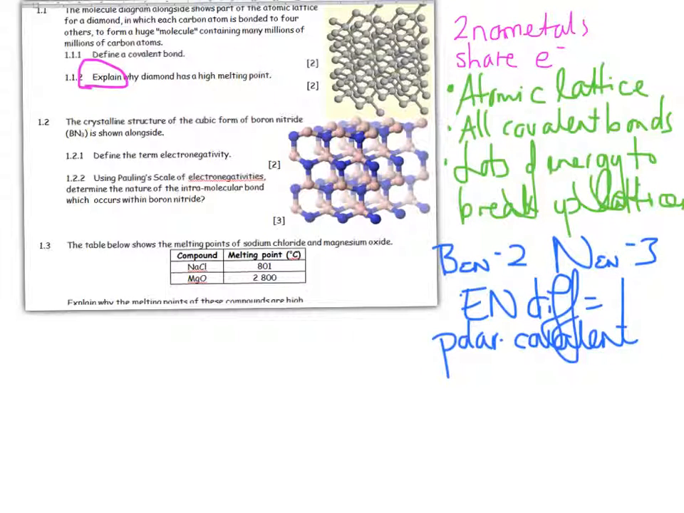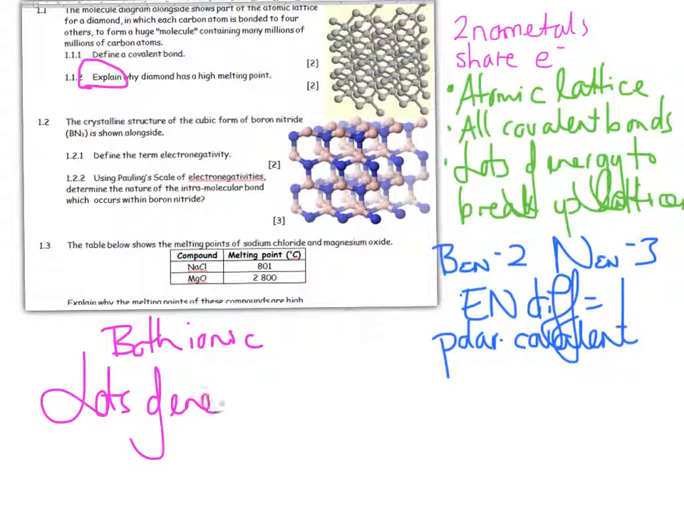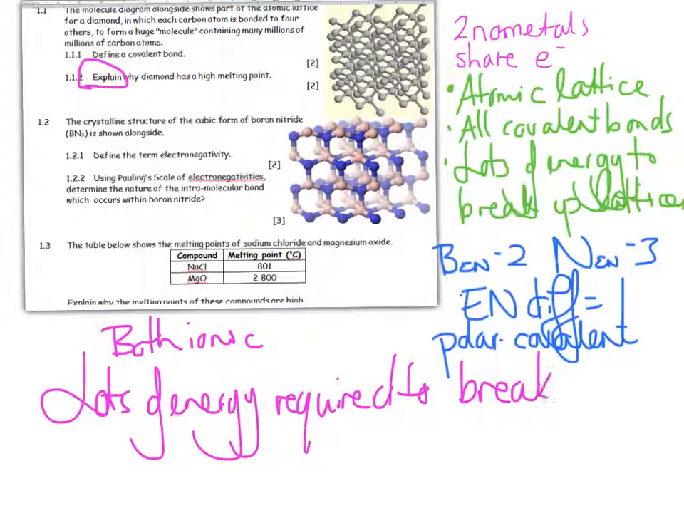Then it says the table shows the melting points of sodium chloride and magnesium oxide. Those are both big numbers. Explain why the melting points are so high. These are both ionic. Lots of energy required to break electrostatic force between ions.